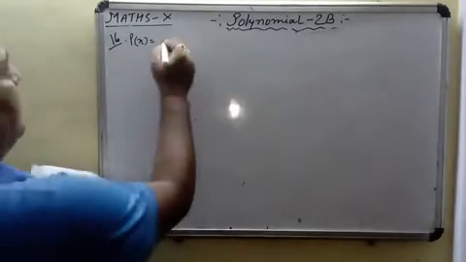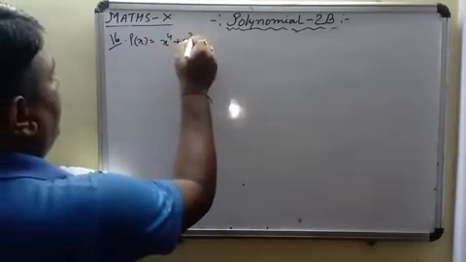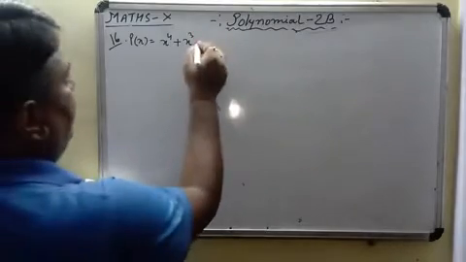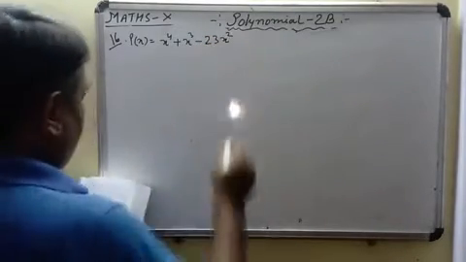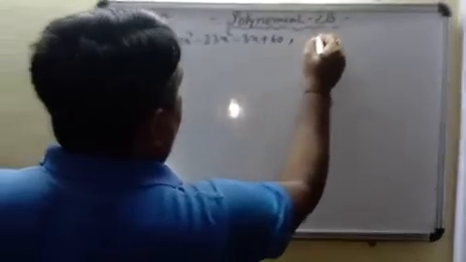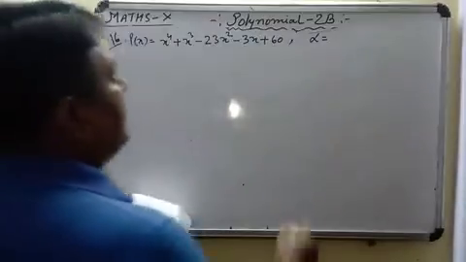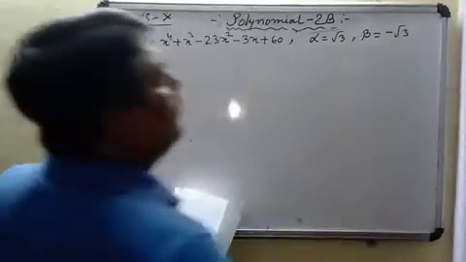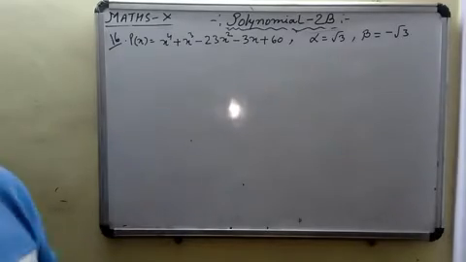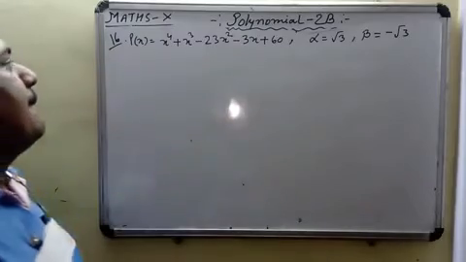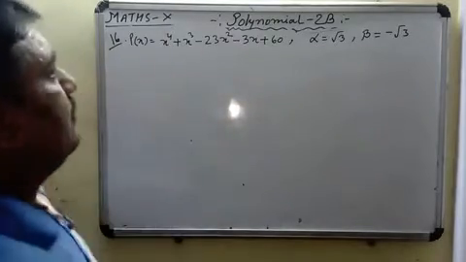It is saying that x power 4 plus x cube minus 23x square minus 3x plus 60 and the two zeros are alpha is √3, beta is minus √3. So the entire procedure, I hope you have gone through. Question number 15, same thing was there, and 16 I'm going to solve it for you.